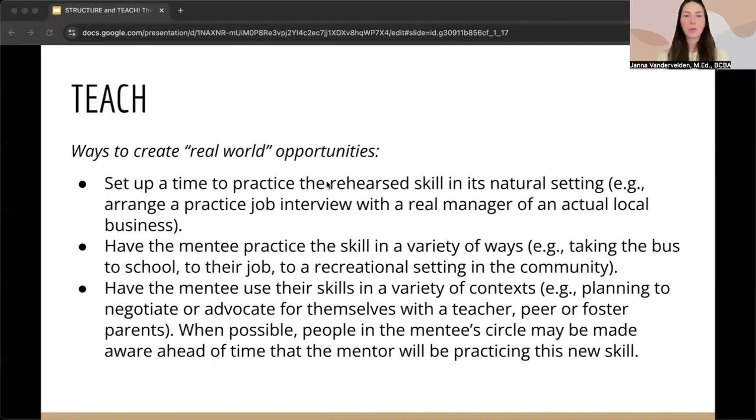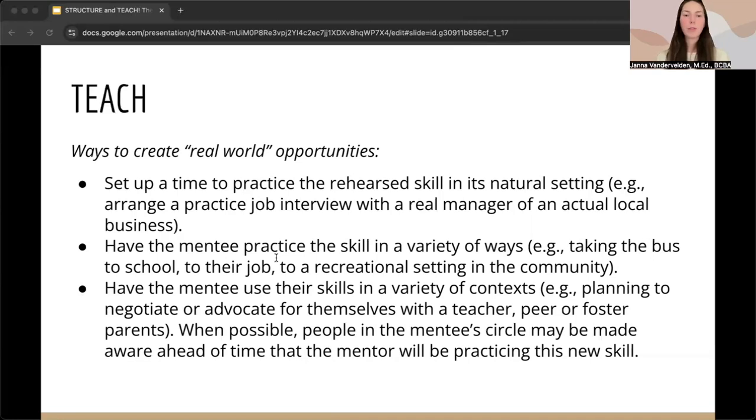Some examples of creating real-world practice opportunities for your mentee include setting up a time to practice the rehearsed skill in its natural setting. For example, arranging a practice job interview with a real manager at an actual local business. Having the mentee practice the skill in a variety of ways, such as by taking the bus to school, to their job, and to a recreational setting in the community, if that's a skill you are working on with them. Having the mentee use their skills in a variety of contexts. For example, planning to negotiate or advocate for themselves with a teacher, a peer, and their foster parents.